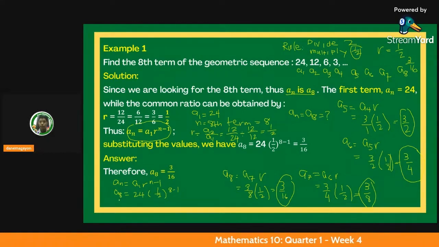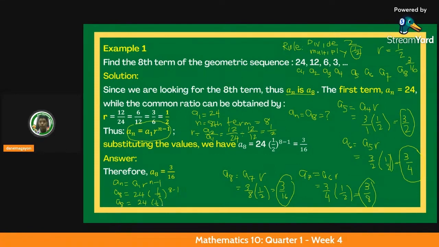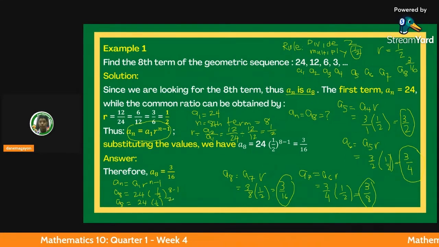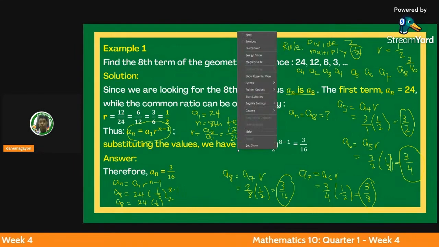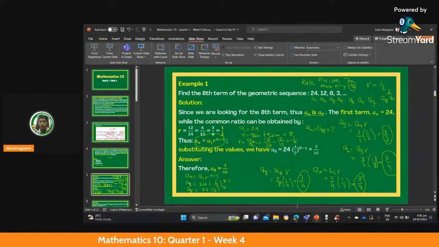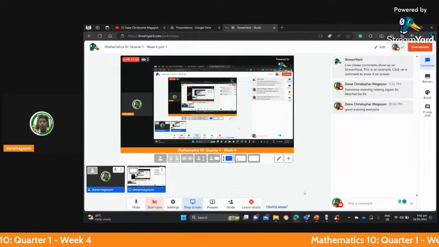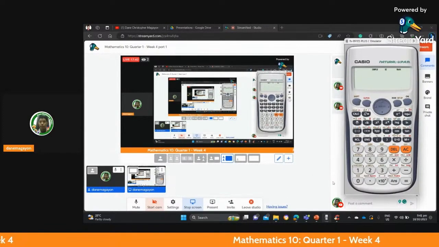Then after this, we simplify. Copy natin yung a sub 8. And then we have 24, and then we have 1 over 2, and then we subtract 8 by 1 to get 7. Ito na yung given term natin. Sa case na to, if you have calculators, pwede natin siyang i-plug dun sa calculator natin. Diba, even sa lesson natin before or last time, ini-plug din natin siya.